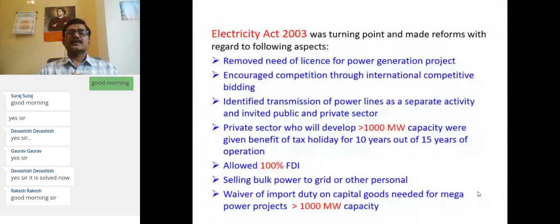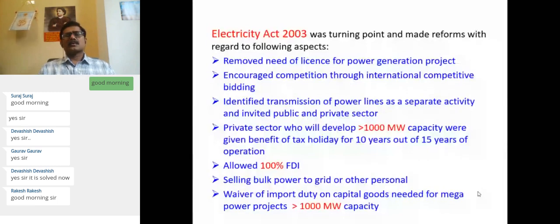Identified the transmission of power lines as a separate activity, because at the beginning, generation, transmission, and distribution were carried out by a single entity only. So that involved a lot of administrative and logistic problems until the energy reaches the end consumer. So they identified the need for a separate company, a separate activity, for the transmission of power lines. So Power Grid Corporation of India, and invited public and private sector to play their role in the transmission of the power lines.